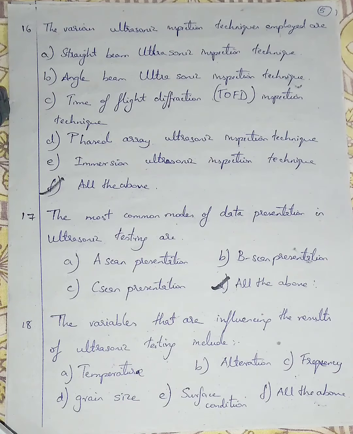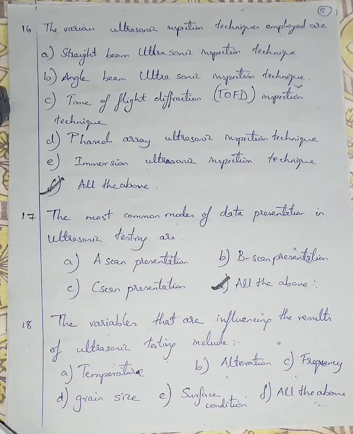Question number 18. The variables that are influencing the results of ultrasonic testing include. The variables that change the results, that have an impact on the results of ultrasonic testing are. Option A is temperature. Option B is alteration. Option C is frequency. Option D is grain size. Option E is surface condition. Option F is all the above.